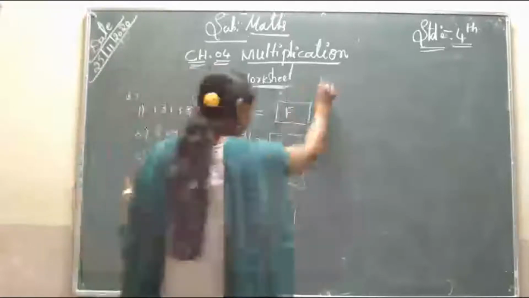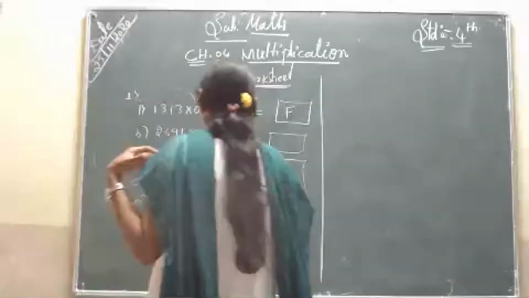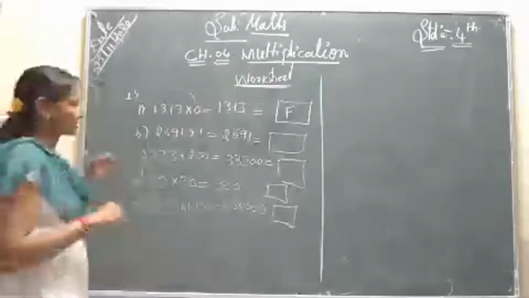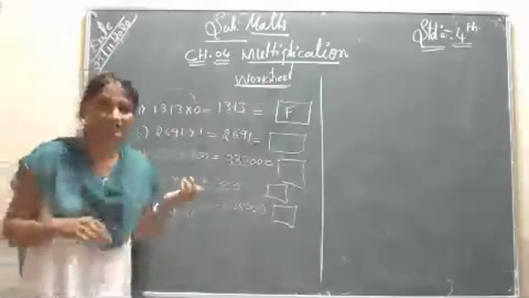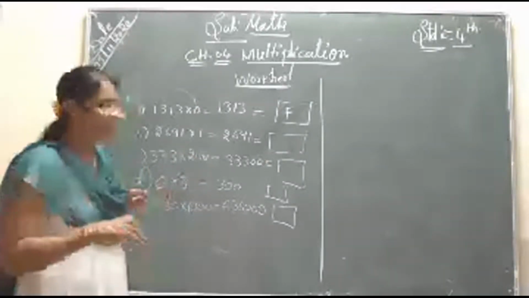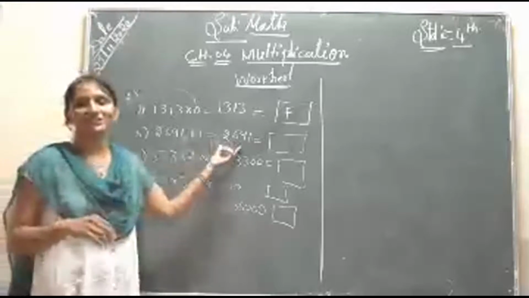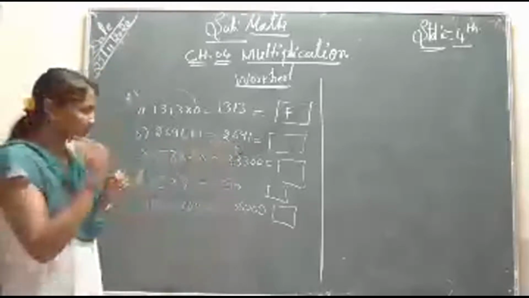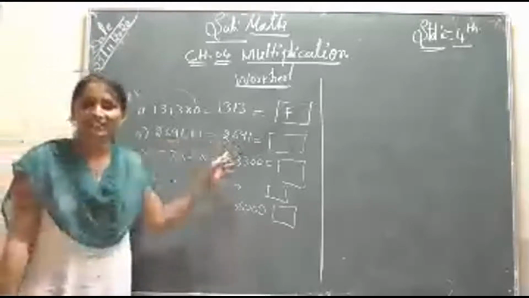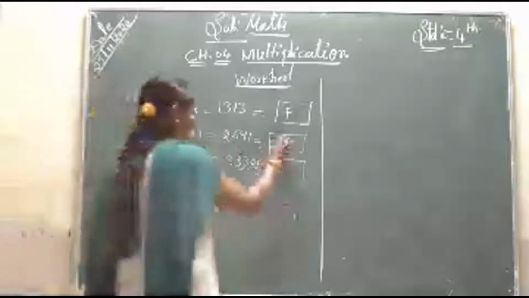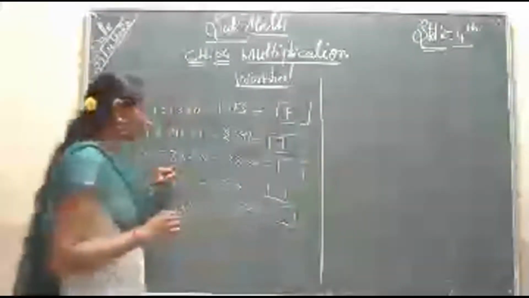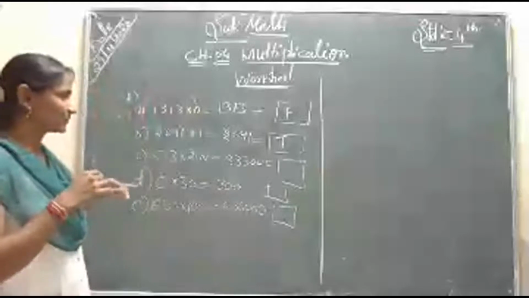So you have to write that this statement is false. B: 2619 into 1. The result is the same, because any number multiplied by 1 stays the same, so this is true. Next, students, 333 into 200.